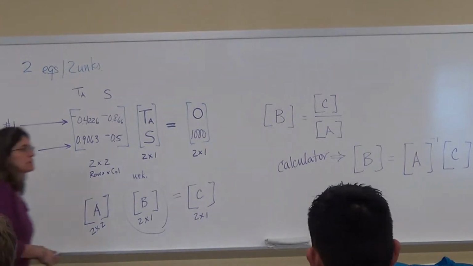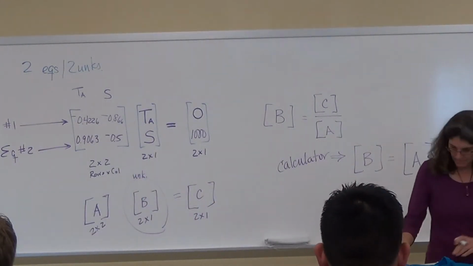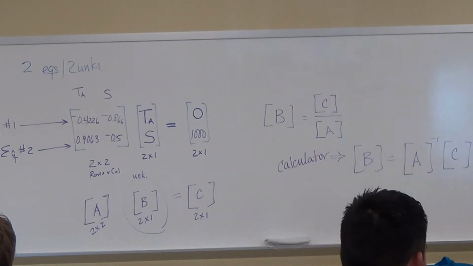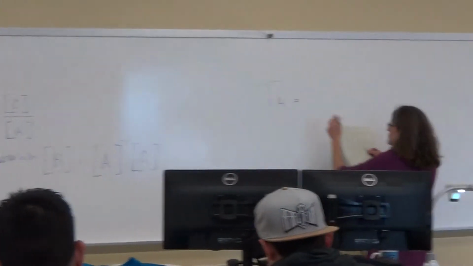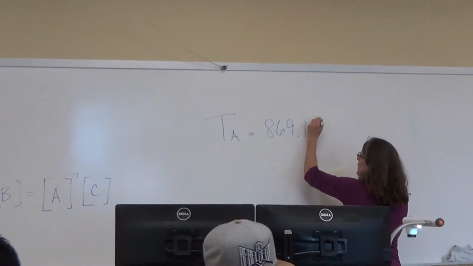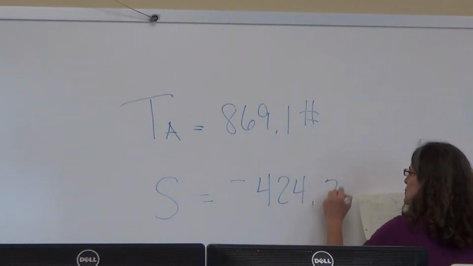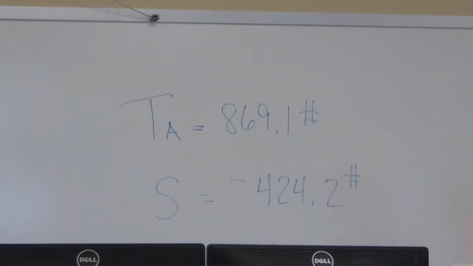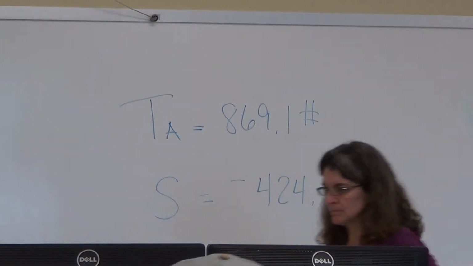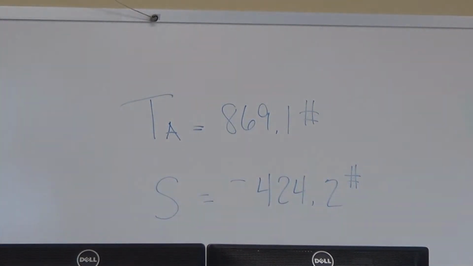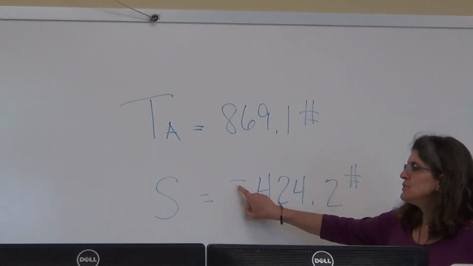Okay. So let's finish the statics part. TA comes out to be equal to 869.1 pounds, and S turns out to be negative 424.2 pounds. So go back to the picture, the free body diagram. Don't do the matrix stuff, please. Concentrate on this. Why did you get a negative here?